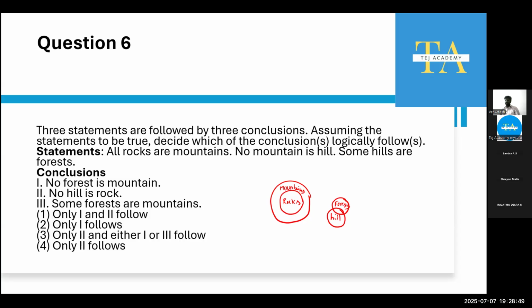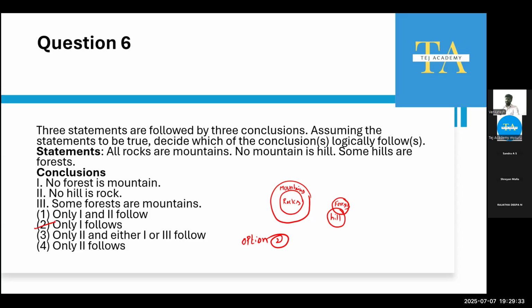Then go for conclusion 3. Some forest are mountain. Any relation given between forest and mountain? No relation is given. So only conclusion one follows. Conclusion one means which option is correct? Option 2. Yes.